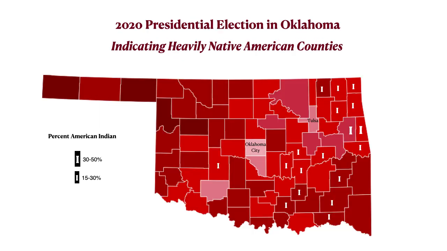Well, let's focus in on Oklahoma. Very interesting. Oklahoma City, the city itself, voted Democratic. The county in which it is located, which is also Oklahoma County, I believe, had a Republican plurality, but not a majority vote for Donald Trump.